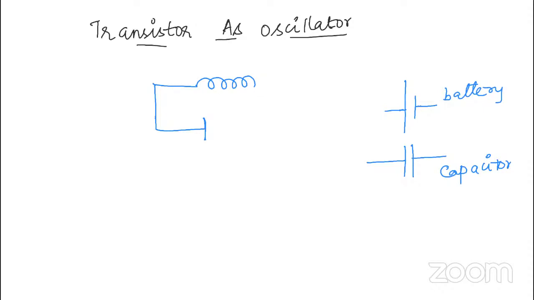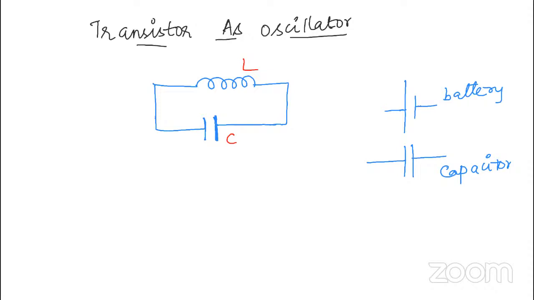Here we are using a capacitor. When we connect this circuit with the transistor, it should act as an oscillator. So an inductance and a capacitance, when added with the transistor, will act as an oscillator.